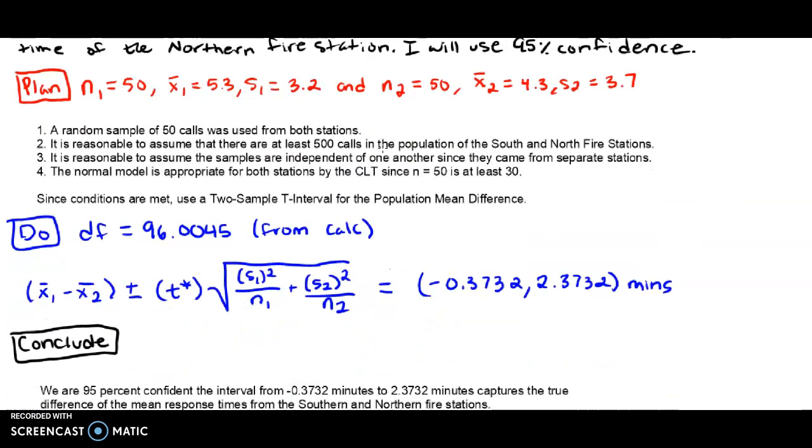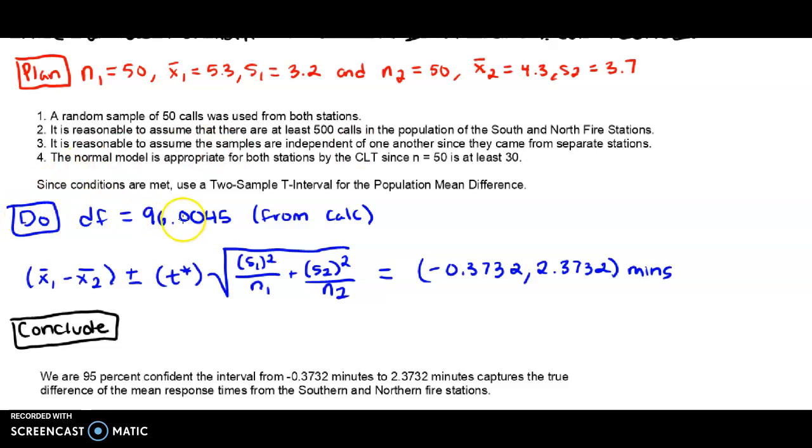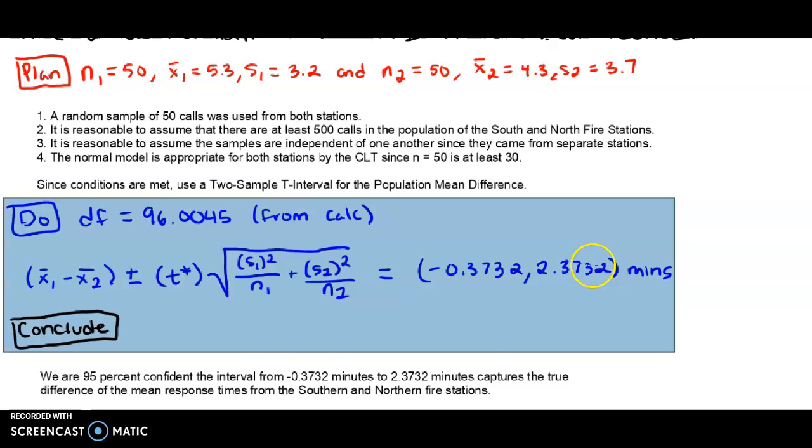Okay, in my do and conclude step, I get the degrees of freedom obtained from the calculator. I'll show you how to do this because there's a nasty formula to get the degrees of freedom when there's 2 samples involved. And here, I'm just going to give the formula for my interval instead of showing all the work because it gets a little complicated with the t-star and the degrees of freedom. But nonetheless, I produced this confidence interval here, and I get that I'm 95% confident the interval from negative 0.3732 minutes to 2.3732 minutes captures the true difference of the mean response times from the Southern and Northern fire stations.